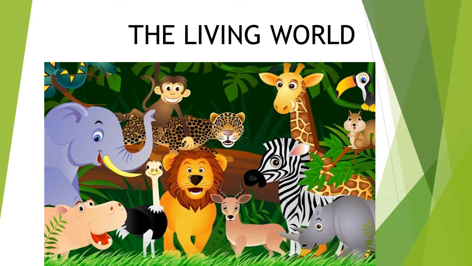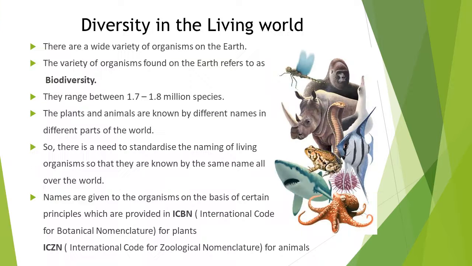Hello everyone. Today we will be learning about the living world. In the previous session we had discussed that there's a huge variety of organisms that is found on the earth. The number and variety of these organisms that are found on the earth is known as biodiversity. Till date, 1.7 to 1.8 million species are known, and the organisms are known by different names in different parts of the world.